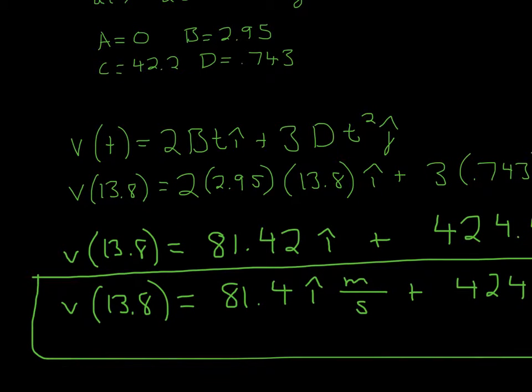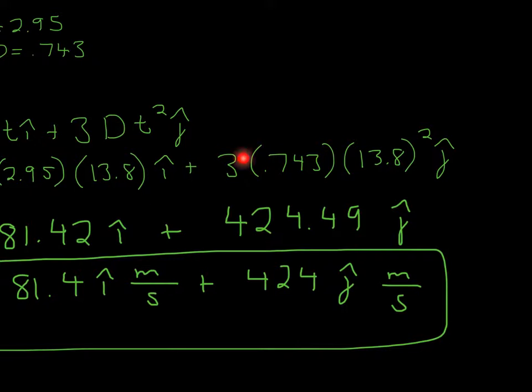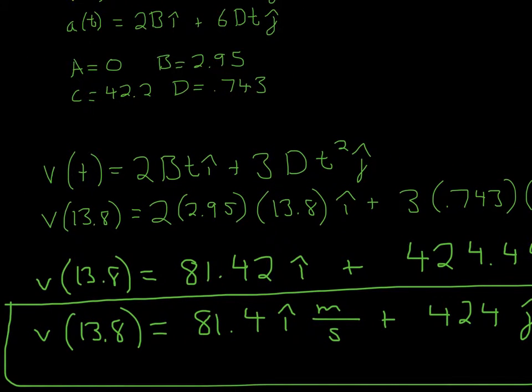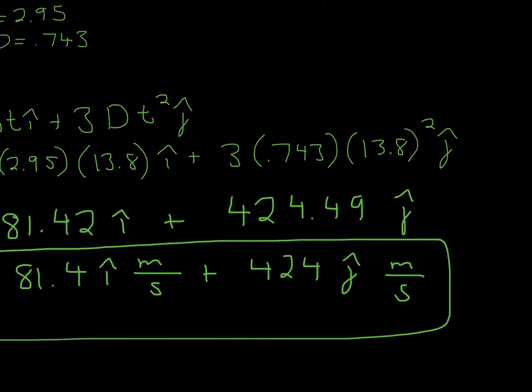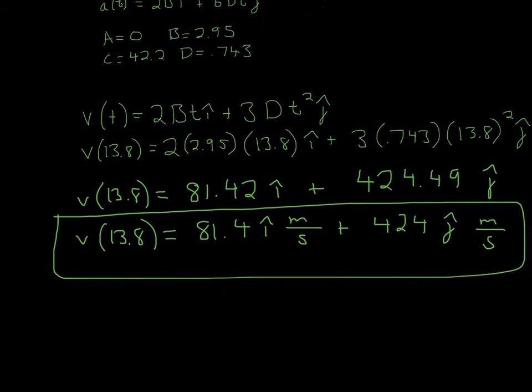Here, 3 d t squared. It's going to be 3 times 0.743. That comes from d right here, 0.743. And then you plug in 13.8 squared. Don't forget the squared. And then j hat. After all that, you just multiply it out.